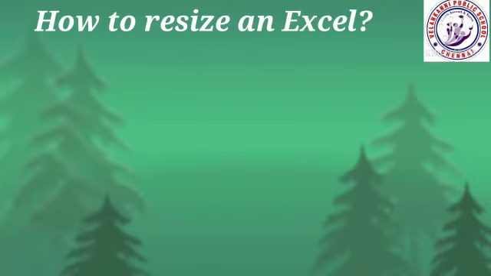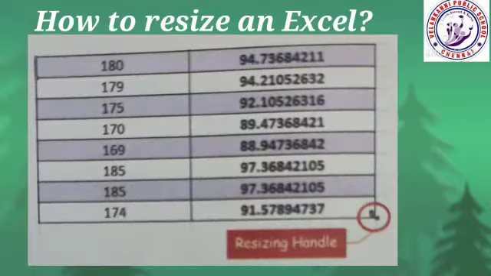Next we are going to see how to resize an Excel table. To resize a table, that is, include new rows or columns in the table or exclude some of the existing rows or columns, drag the triangular resize handle at the bottom right corner of the table upwards, downwards, to the right or to the left.